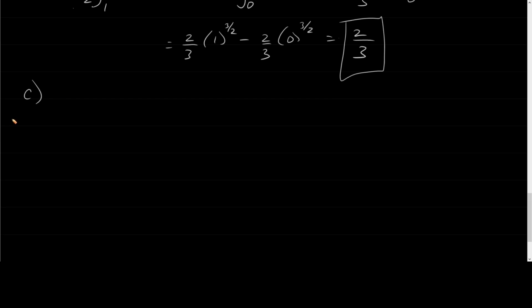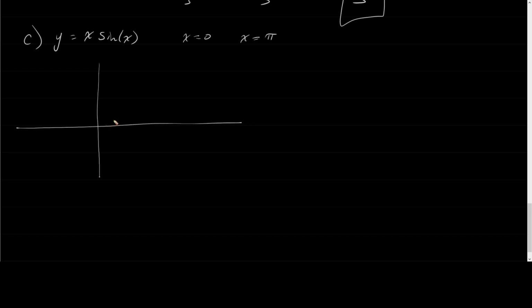Let's say that I have y equals x sine x, and we're going to do this from 0 to pi. I'll give you a general visual as to what this is. Here's a vertical line, and it kind of looks something like this.